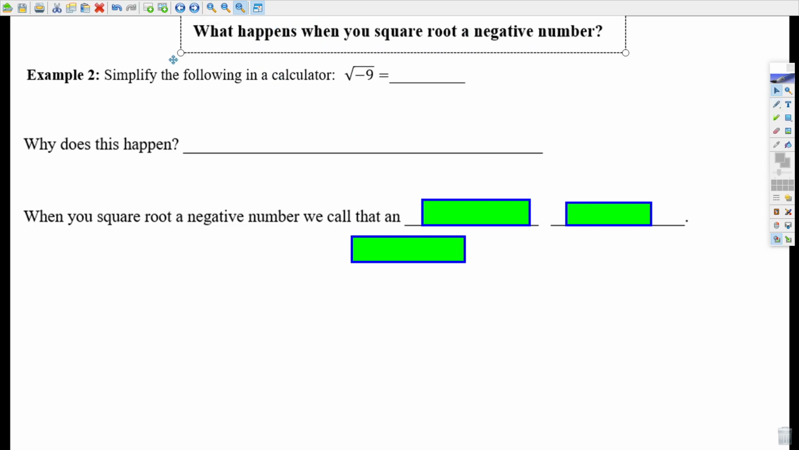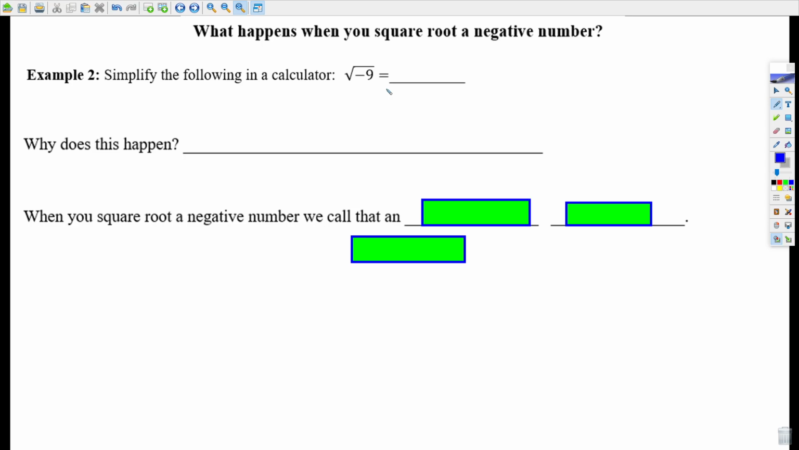So let's talk about this thing here. What happens when you square root a negative number? So simplify the following in a calculator. So if you were to do this in a calculator, or you could probably maybe do it in your phone calculator. I don't know if that will come up the same way, but you probably could. I'll check it out myself. Yeah, okay. So it works.